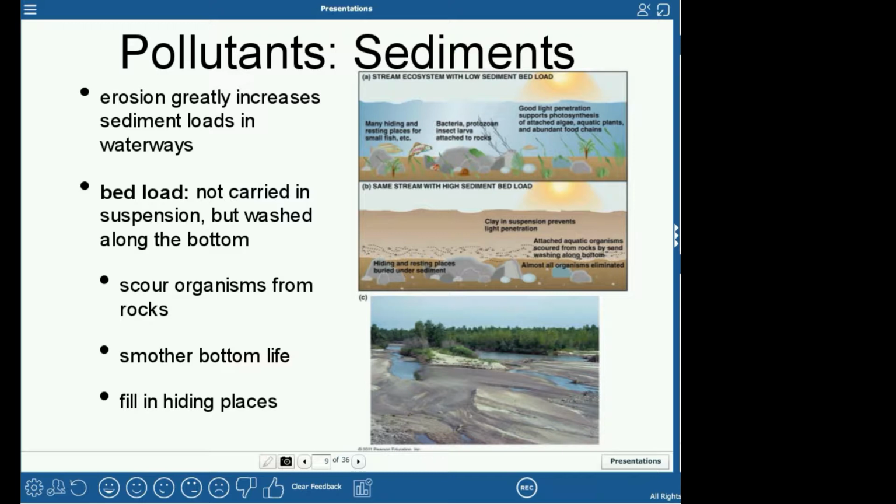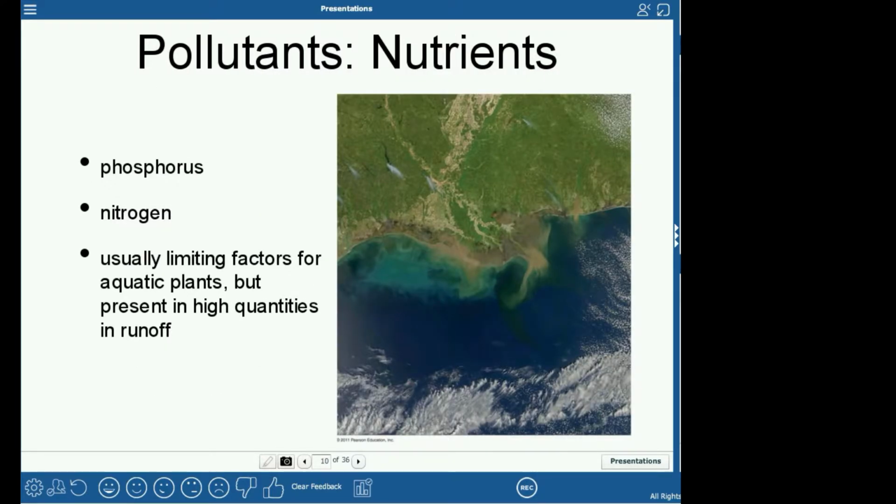And so we have this thing called bed load, which is basically the amount of sediment that is not carried in suspension, so it's not suspended like in this picture, but it's washed along the bottom. Say you have this algae right here that is growing on this rock. That bed load can basically rub like a sponge you'd use to clean a really dirty dish. It can smother anything that lives in the bottom. And if there are any nice hiding places for critters, it can fill in those places, so then you don't have those nice things anymore.